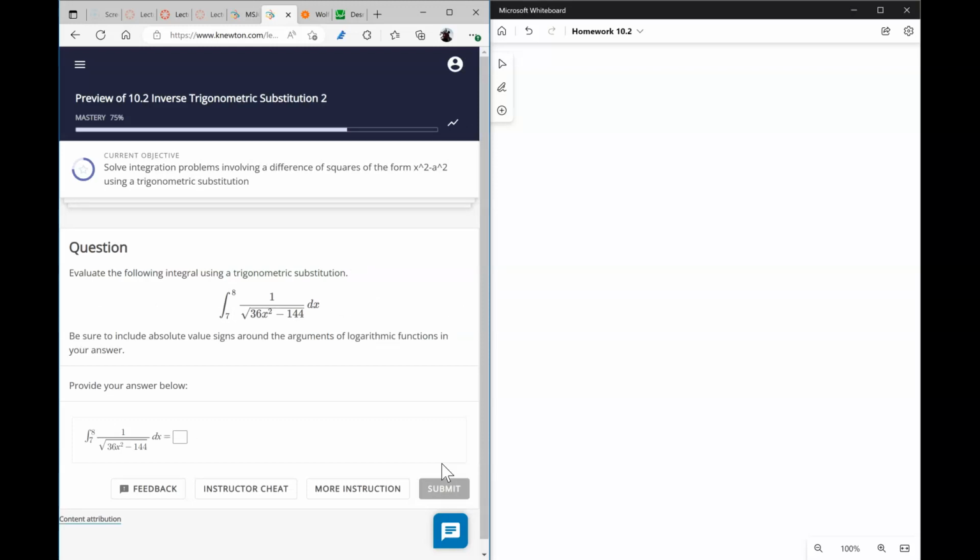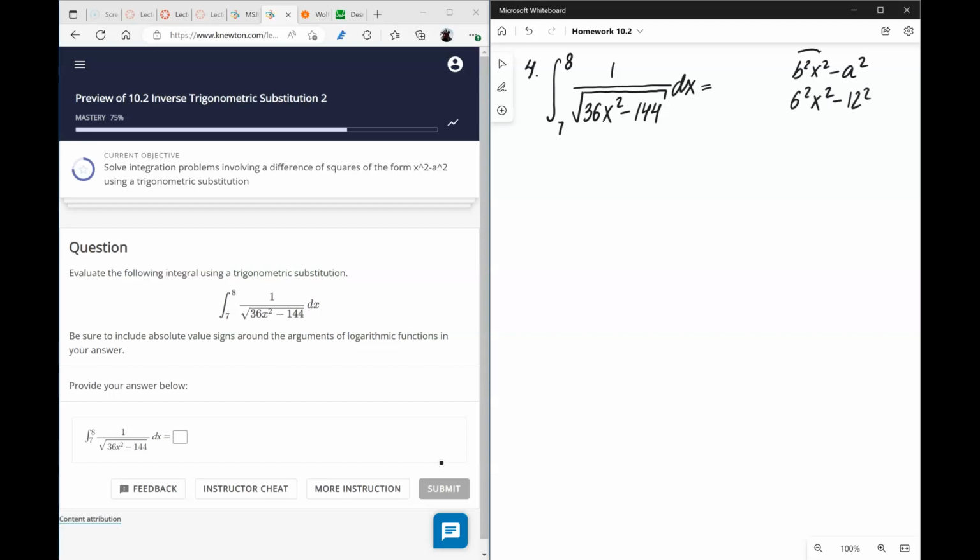Let's go to number 4. Here we still have the same pattern, right? So we have b squared x squared minus a squared. In this case, we have 6 squared x squared minus 12 squared. With that pattern in mind, we are going to try this substitution. And we're going to replace x with 12 over 6 secant theta.